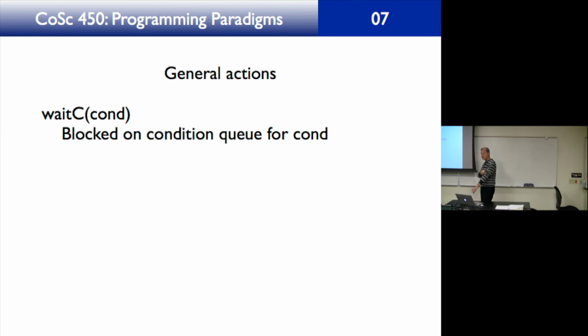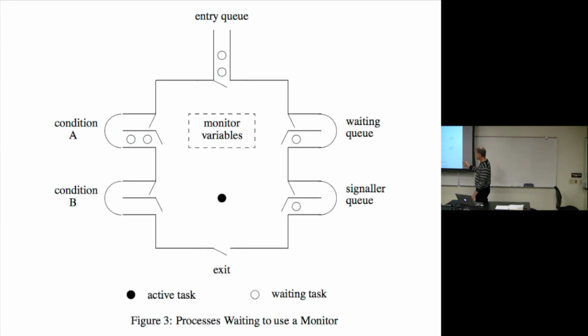Okay, now here's what happens. This is completely general so far; these are the general actions. When wait C is executed, you give it a condition variable. You say wait C and give it a condition variable. When this executes, the process that executed wait C is blocked on the condition queue for that condition. Are you with me? So this guy's executing. If he does a wait C on A, he'll go into this queue. If he does wait C on B, he'll go into this queue.